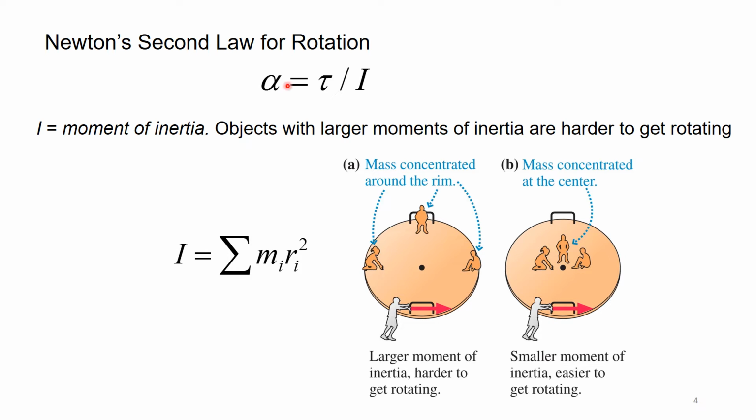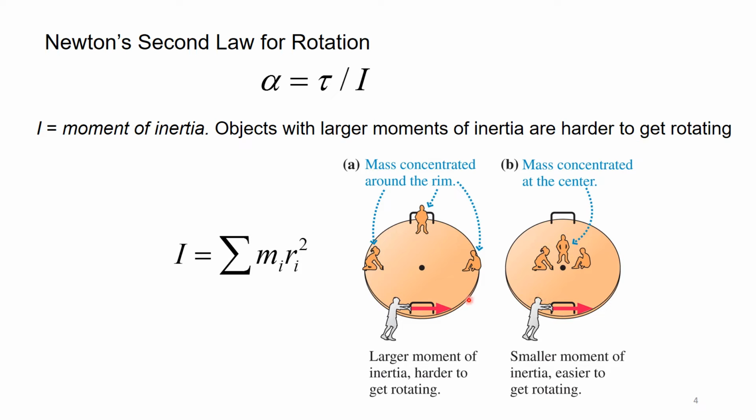So let's look at the second law in more detail. We have alpha, the angular acceleration, and we have the equation for alpha in the previous slide. We can rearrange and we get this: alpha, the angular acceleration, equals torque divided by moment of inertia. And a reminder that a larger moment of inertia means the object is harder to get rotating.